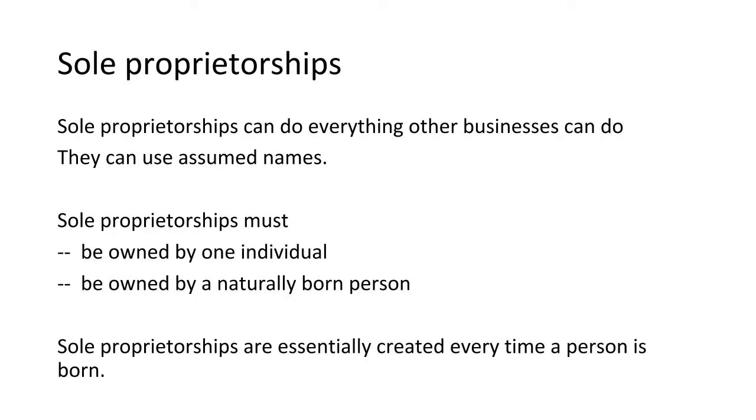Sole proprietorships are probably the simplest, but one thing you have to understand about lawyers is lawyers use the word person in reference to corporations as well as naturally born individuals. When a lawyer says person, they're talking about any kind of individual or entity that, for example, is capable of owning property. When a lawyer says individual, they're usually talking about a natural born person. A sole proprietorship is the kind of business that can only be owned by one natural born person.